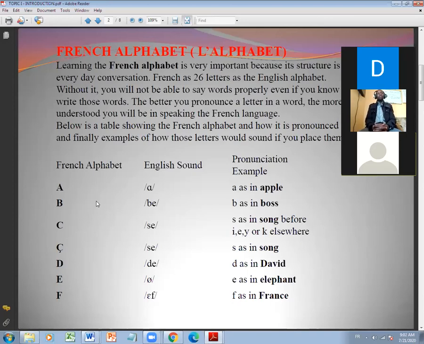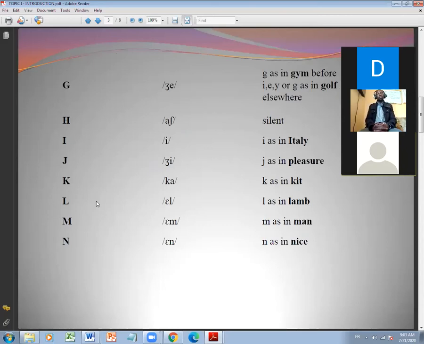A, B, C, D, E, F. Okay, next page. G, H.